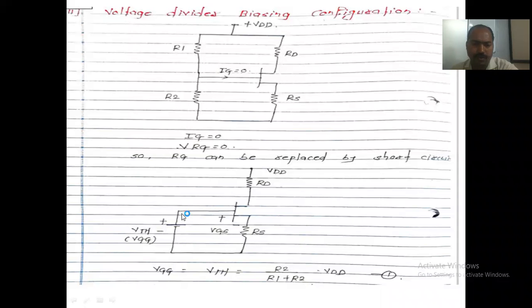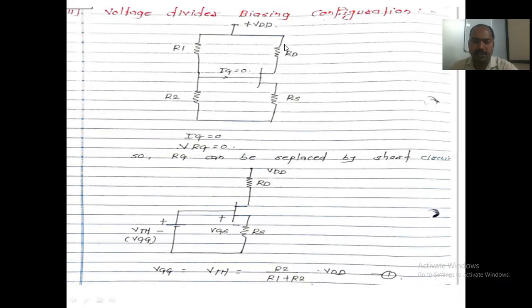Okay, so whatever the voltage provided to this should be called Thevenin's voltage, VTH. This VTH is also called VGG. So that should be the equivalent voltage coming with respect to here. This should be directly applied to the gate.